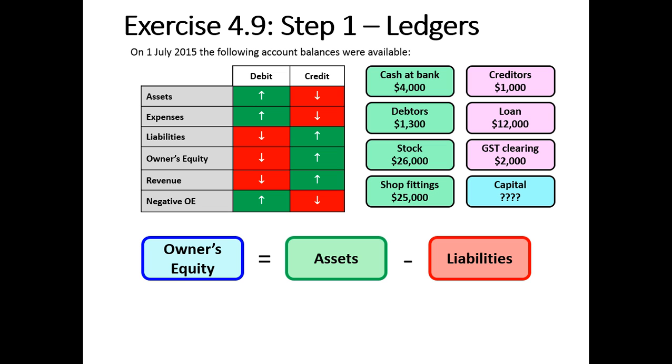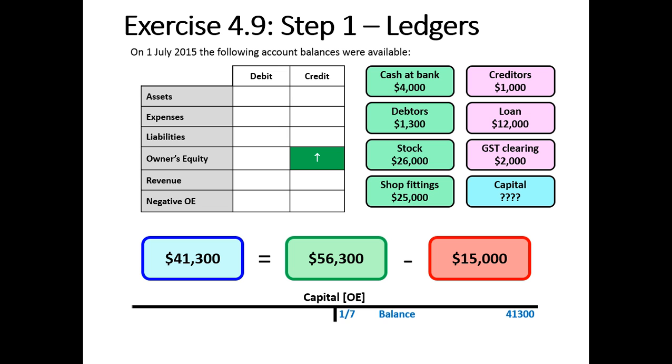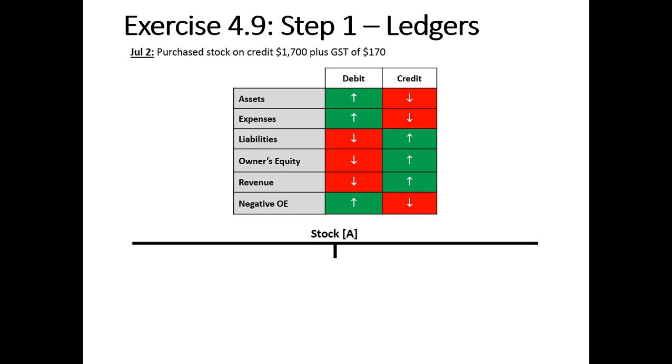So to do that, we're going to get our accounting equation and rearrange it to figure out owner's equity equals assets less liabilities. So in this case, total assets were 56,300. The total of the 3 liabilities was 15,000, so that must mean owner's equity is a total of 41,300. So now that we've got that number, we can enter our opening balance of capital on the 1st of July, and the balance is 41,300. Now we can enter our transactions.